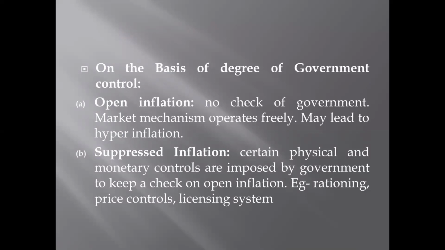Then there is suppressed inflation. Suppressed inflation means there are certain measures and controls by the government. The government is keeping different types of monetary controls on inflation to keep a check on open inflation. For example, rationing of credit, price controls, licensing system.